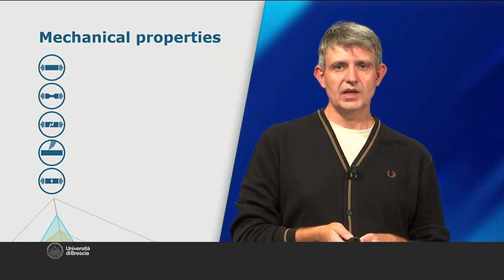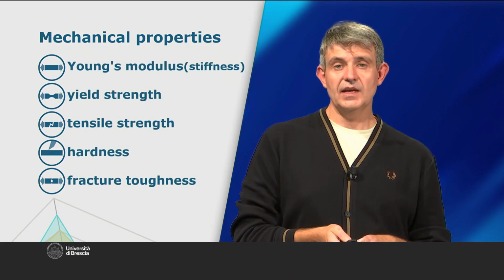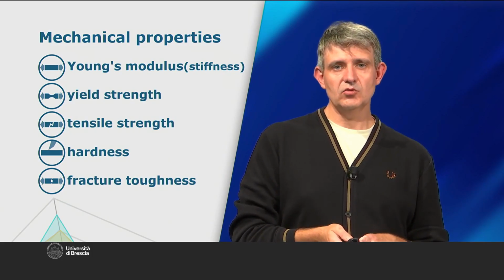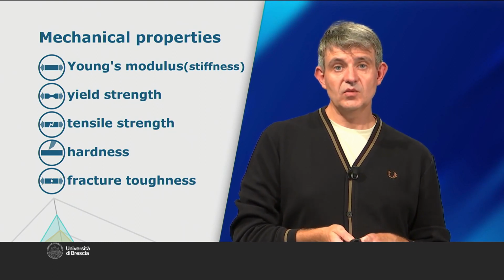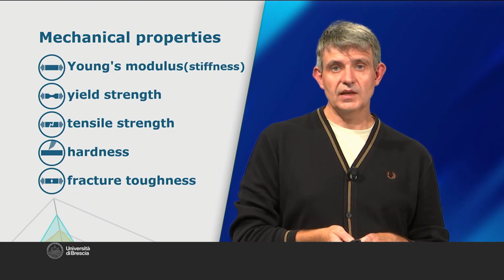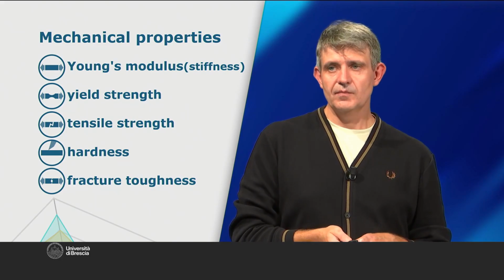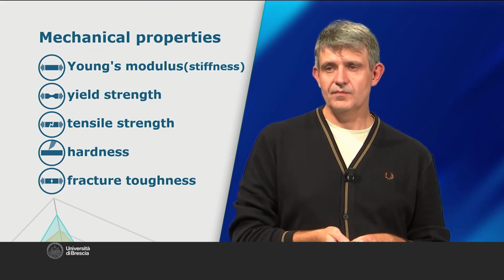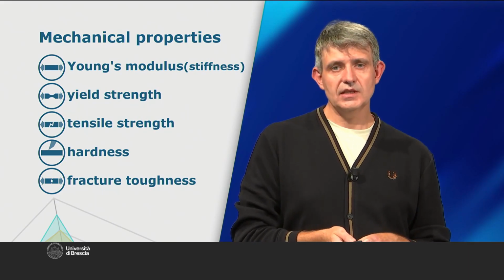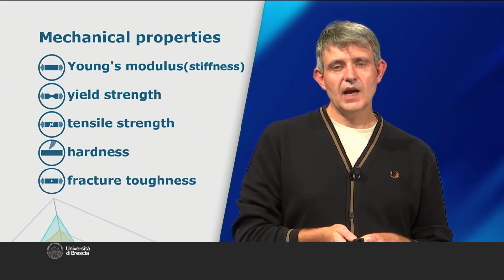Now let's move on to mechanical properties, which are essential for engineering design. The Young's modulus defines the stiffness of the material, that is, the material's ability to resist a force that tries to deform it. Yield strength defines the force beyond which the material deforms permanently, while tensile strength is the force beyond which the material breaks. Hardness defines the material's ability to resist scratches and wear. Finally, fracture toughness is a fundamental parameter for describing how well a material can resist sudden breakage due to internal defects.